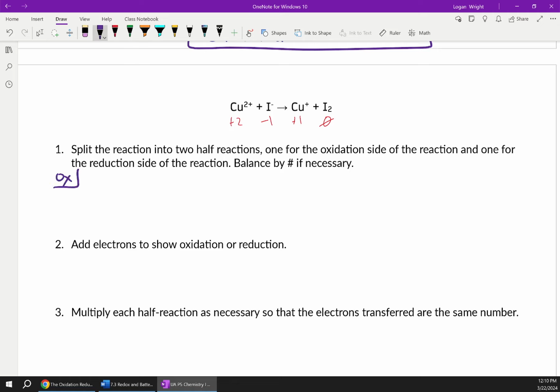So, which one is oxidizing? It has an increase in oxidation state. Iodine goes from -1 to 0. So if I were to write the half reaction, I would say iodine ions become I2. And for reduction, copper ions become slightly less positive copper ions. That should be a 1.